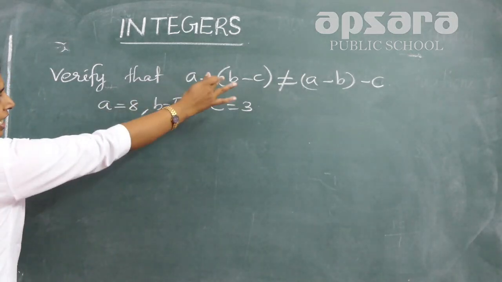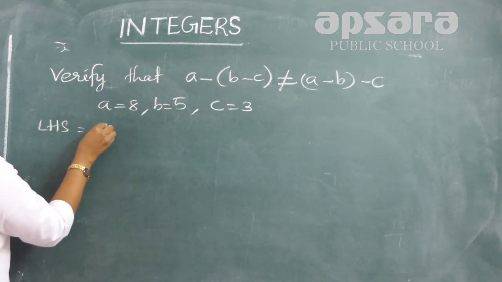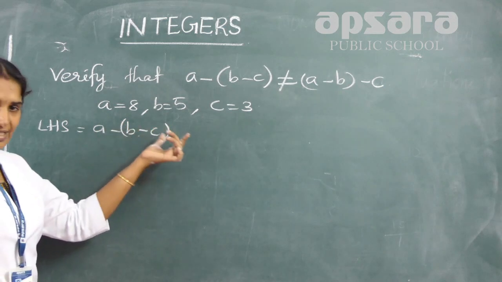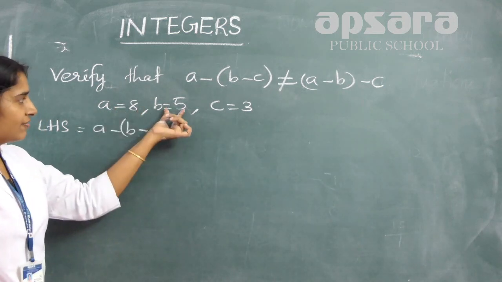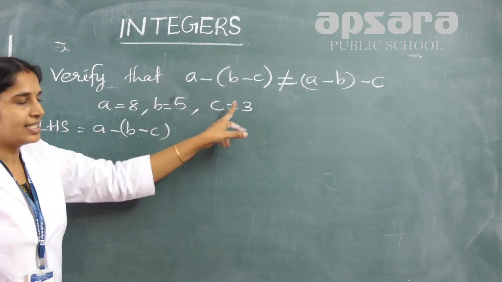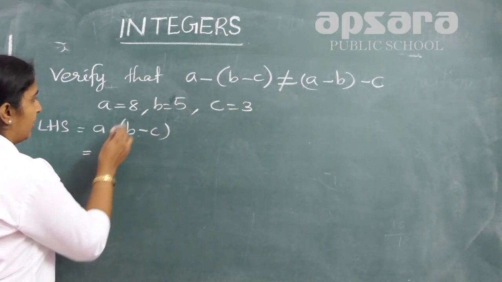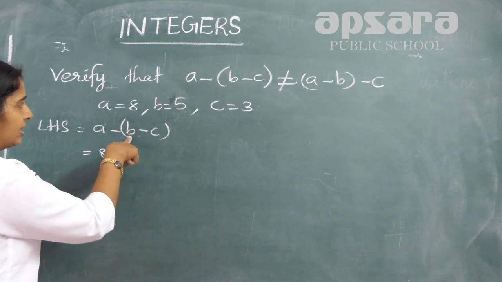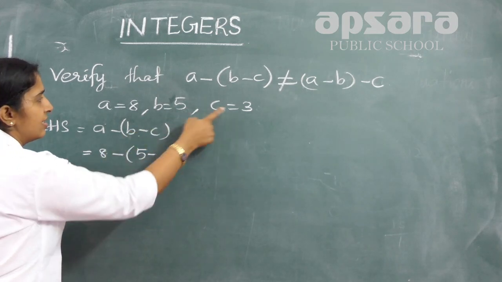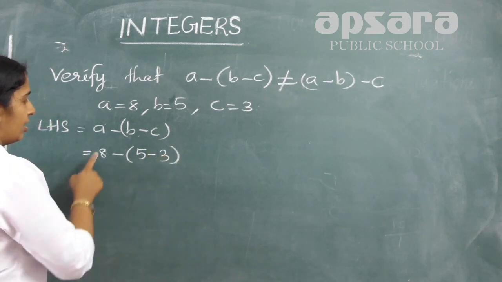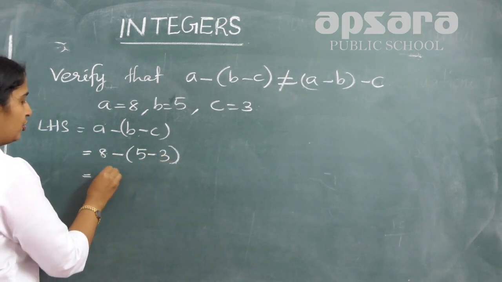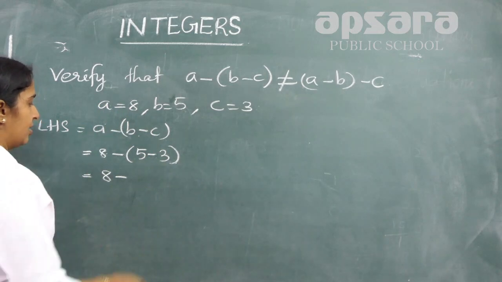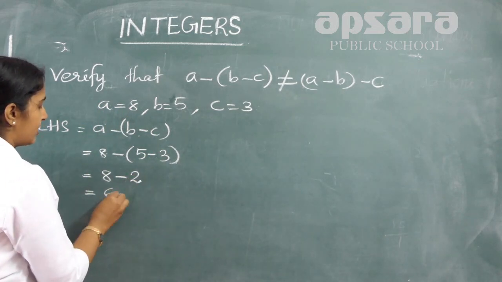So you have to show that this a minus b minus c not equal to a minus b minus c. Okay, so let's start with the LHS. A minus b minus c. We will substitute the values of a, b and c. What is a here? 8. B is 5 and c is 3. At the place of a, put the value 8. 8 minus b, 5, right? 5 minus c is 3. 8 minus 5 minus 3 equal to 8 minus, inside the bracket 5 minus 3, it is 2. Okay. 8 minus 2, which is equal to 6 is the answer.